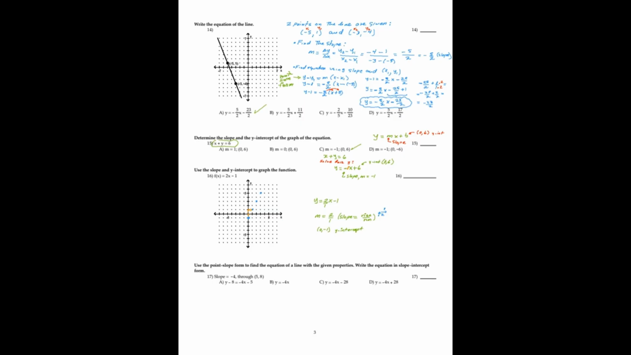Or I can go 2 down and 1 to the left, 2 down and 1 to the left, because I can also do this. I can go 2 units down and 1 unit to the left. So all these points that you see over here are points on the line. So I can just draw the line here, and I say this is my line. You got it?